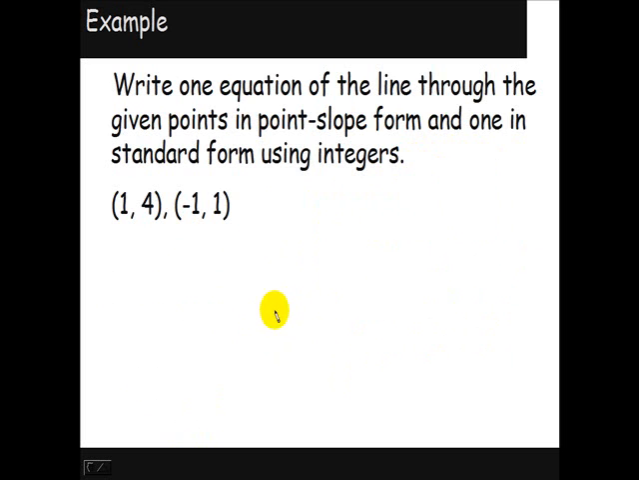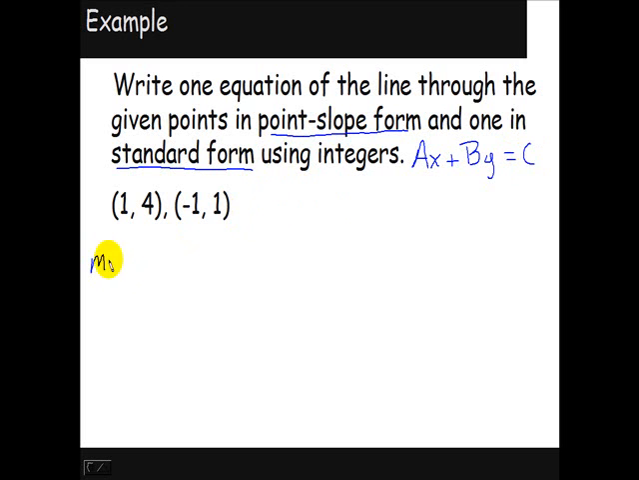Alright, this one's going to ask us to do a couple of equations. We're doing 2 equations. One's going to be in point-slope form, which is the form we've been dealing with, and one's in standard form. Okay, standard form is ax plus by equals c. It's a little more difficult to get to standard form, but there's a method that we can use that makes it slightly easier. So let's go ahead and do the point-slope form.